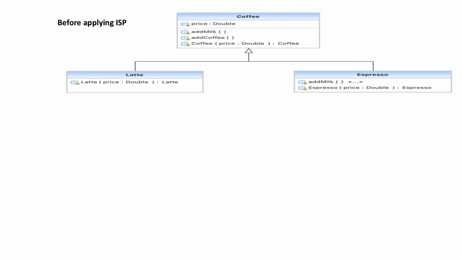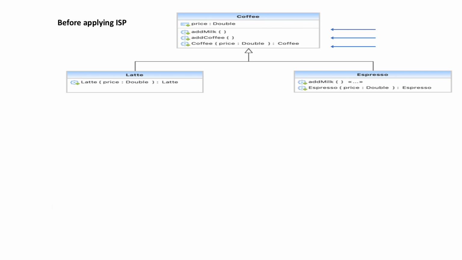Here there is a coffee class which has a price as an instance variable of type double, and there are add milk, add coffee, and coffee as a constructor. So this coffee class is representing all the types of coffee which are getting ordered in the coffee shop.